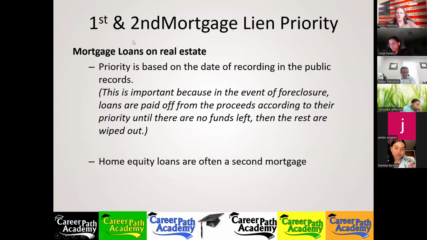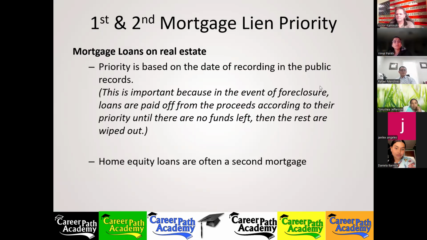So, first and second mortgage lien priority. What establishes the priority of loans? What determines who gets paid back first? The priority of a loan is determined by the date of recording of the lien in the public records. That sets the priority of the lien position in the repayment order.